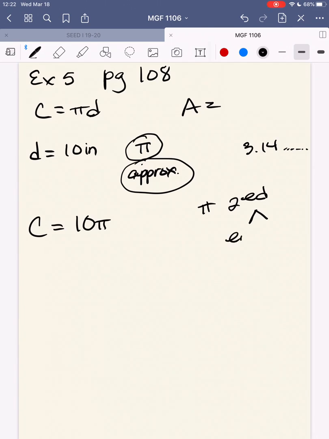And so when you hit enter, it will go ahead and use as many digits as the calculator can, okay? And it says it only wants it to the nearest tenth. That's not too bad. Okay, we could do this one by hand.